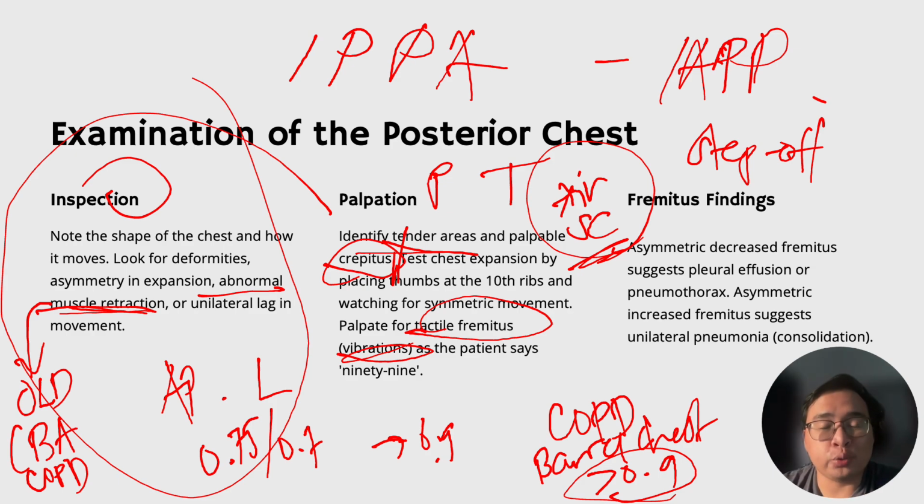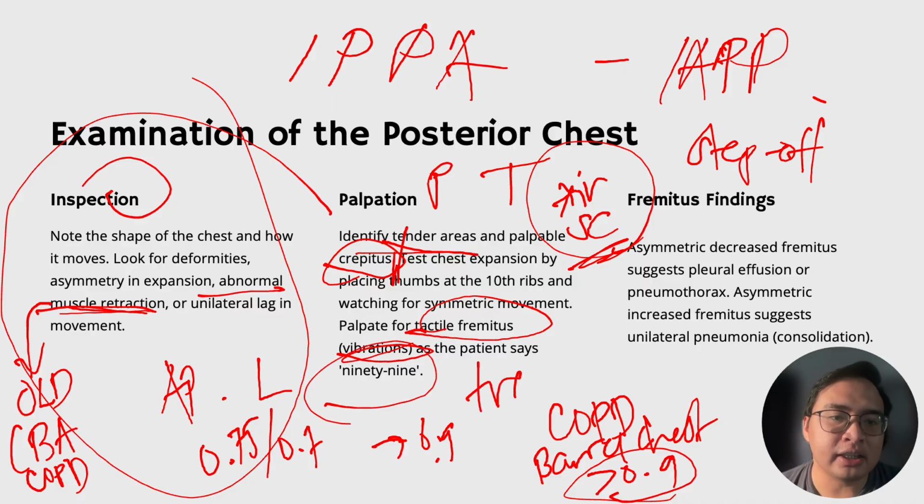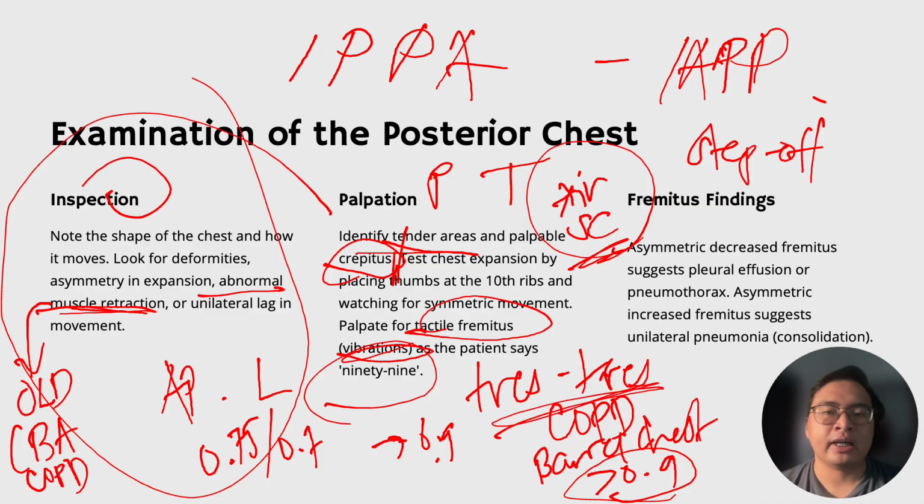So, how do you do it? So again, use your balls or your ulnar surface of your hands. Then you ask the patient to say 99. But in the Philippines, we have a different way. We ask the patient to say tres tres. Okay? Tres tres. They need to say it out loud for tactile fremitus.